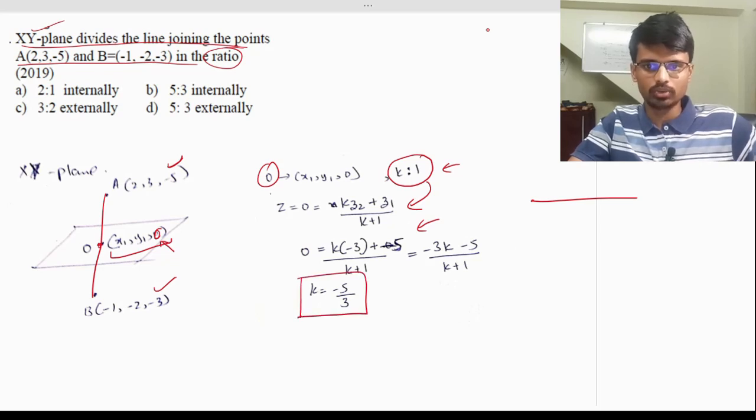So you need to know two things here: the z coordinate on the xy plane is 0, and the section formula, k z2 plus z1 by k plus 1, which you need to know and apply. So the correct answer is, because this is negative, the division is external, not internal. Option D is my correct answer.